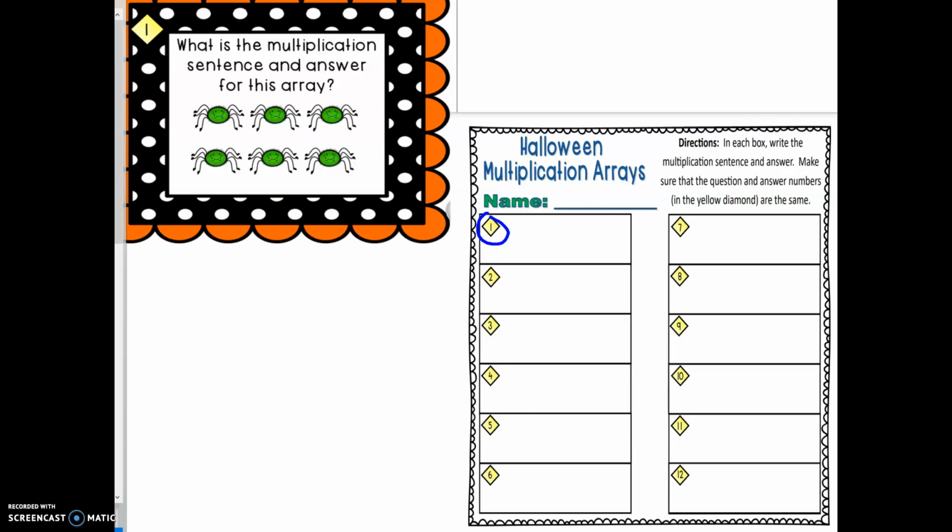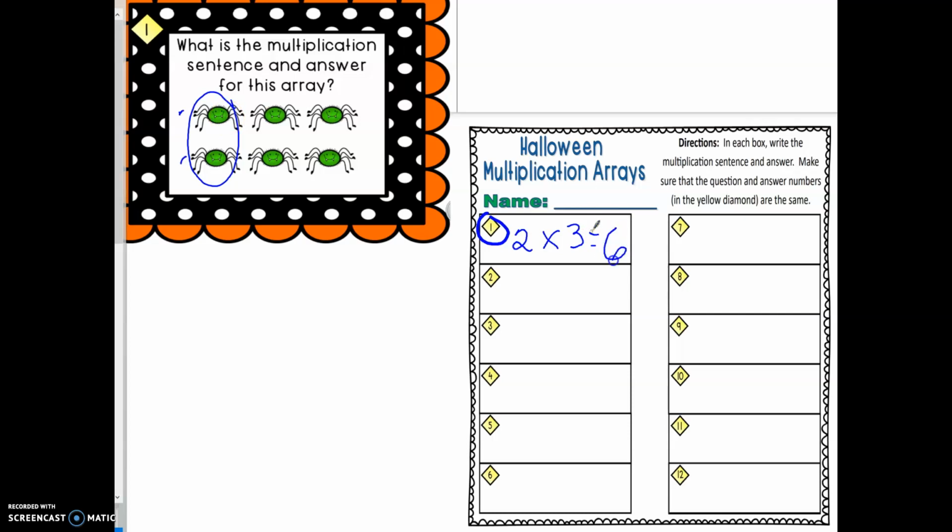So number 1, what is the multiplication sentence and answer for this array? Well, what I see is that I have 2 spiders going down, and then 3 in each row. So my number model has to start with 2 because there's 2 going down. It's telling me how many rows there are, 2 rows. And then how many in each row? It's 3. And then how many altogether? Well, I count. It's 1, 2, 3, 4, 5, 6.